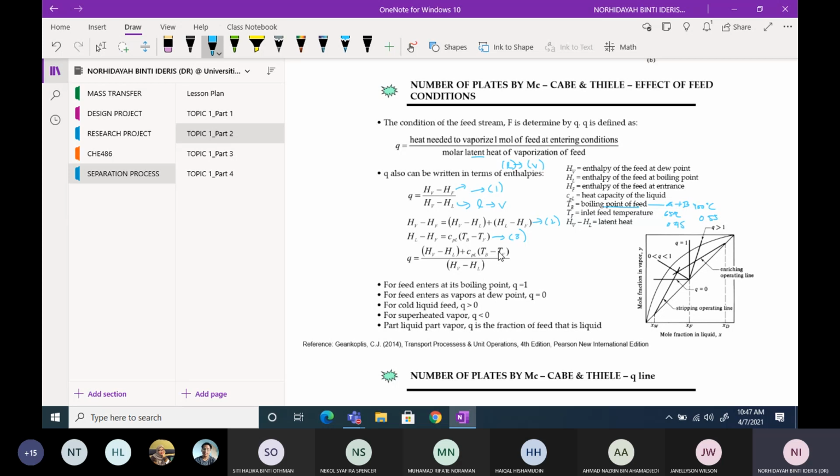All right, and then you have TF. TF is the inlet feed temperature. So what is the inlet feed temperature of your system? CPL here is the heat capacity of the liquid going into the column. You have F, right? So you need to know what the CPL is. Usually they come in a liquid form. So CP here also refers to the CP of the mixture A and B, and TB here also refers to the boiling point of mixture A and B.